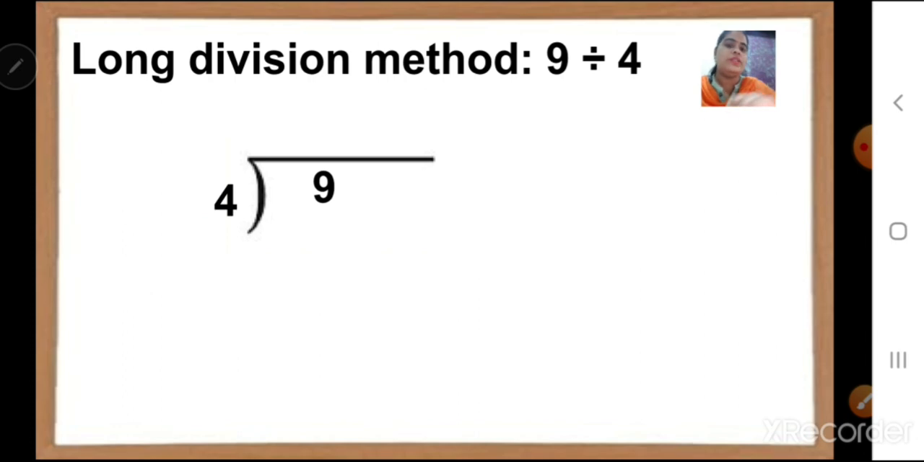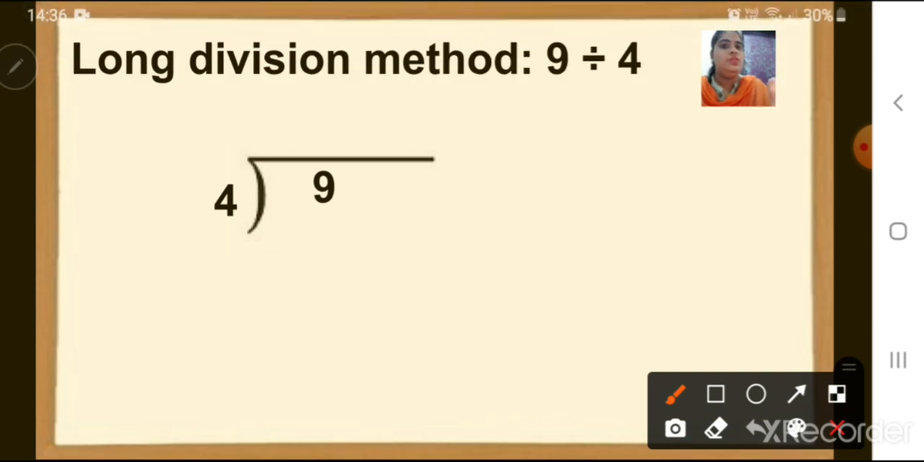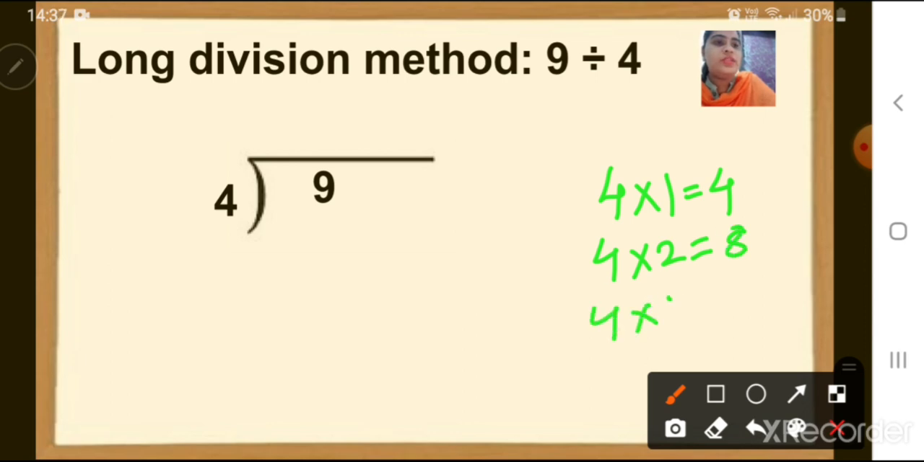Correct? Now children, how do we divide? We have to see in 4's table whether 9 will go or not. So let us say 4's table. See, 4 ones are 4, 4 twos are 8, 4 threes are 12. Children, as you can see in 4's table, number 9 will not go. Correct? Where is number 9? Number 9 will come here in between 4 twos are 8 and 4 threes are 12. So it will not go.